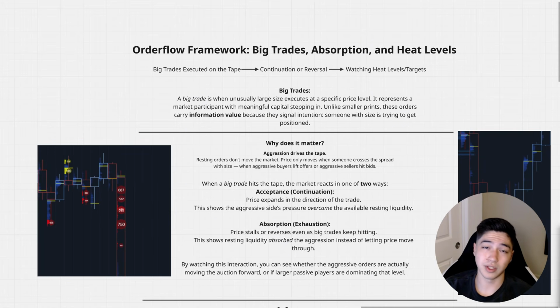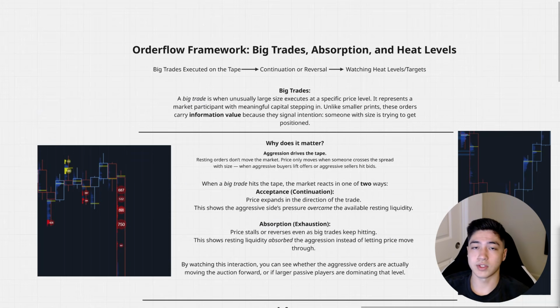So we're essentially looking at big trades getting executed on the tape. And what I mean by big trades is I'm not talking about a big trade as in a good risk to reward or a big P&L. I'm talking about large size being executed at a specific level at market. And then we're looking for whether there's a continuation or a reversal following that big trade, and then we're utilizing the depth of market, or the DOM, and heat levels. You don't need them, but I use them as targets or levels that we want to watch for.